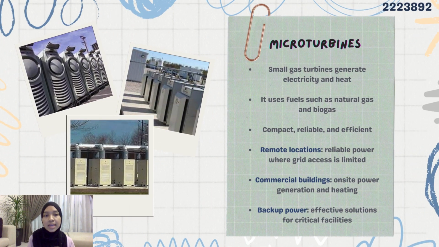Microturbines are small gas turbines that generate electricity and heat using fuels such as natural gas and biogas. They are compact, reliable, and efficient. Microturbines are ideal for remote locations with limited grid access. They provide reliable power and heating in commercial buildings and serve as effective backup power solutions for critical facilities.